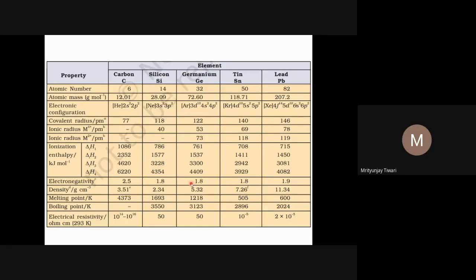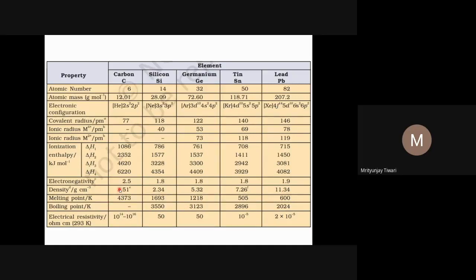Now the electronegativity value we have seen for carbon is 2.5, and for silicon, germanium and tin it is 1.8, and for lead it is 1.9. So from here to here it is almost the same. The density of carbon and then silicon decreases, and thereafter from silicon to tin the density increases.